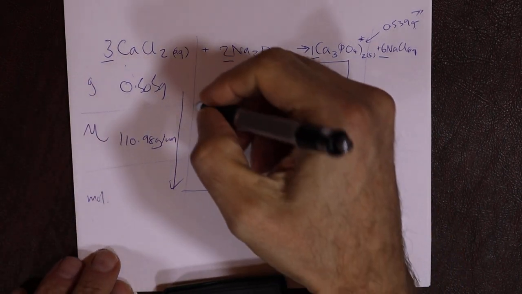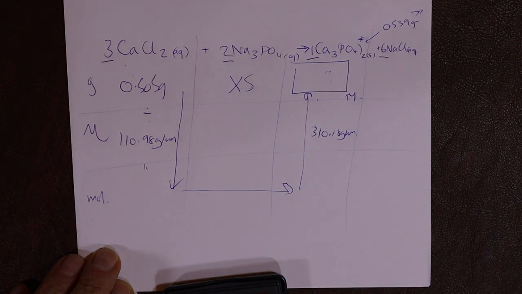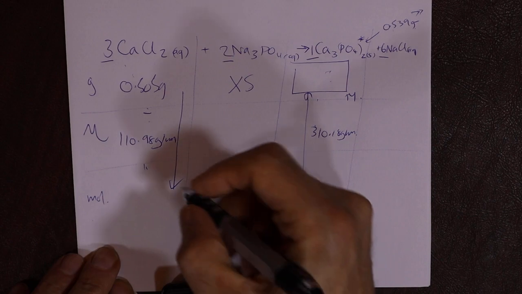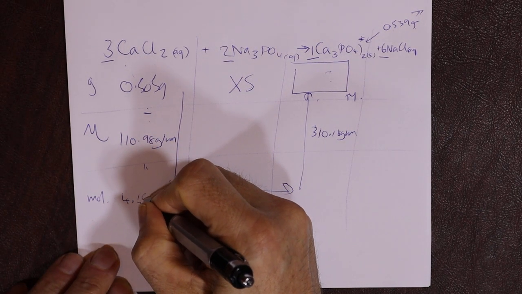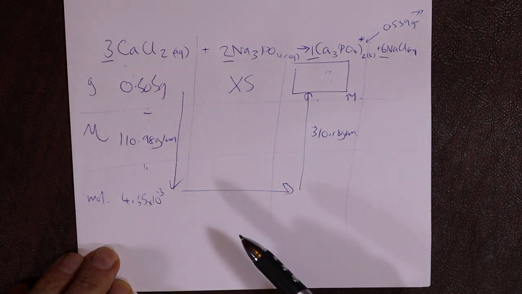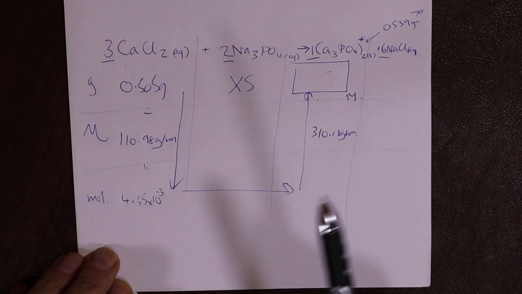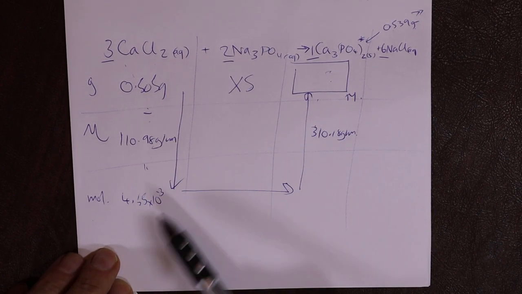So divide to go down. 0.505 divided by 110.98 equals 4.55 times 10 to the minus 3 moles. Now, again, your numbers will be different because, again, you're using data set 2, not data set 1. This number will be different, this will be the same, this, of course, will be different.